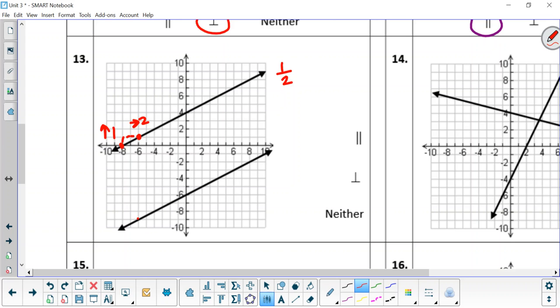Let's check the bottom. Here's a point. Here's another point. So we go up 1 over 2. Also 1/2. Since they are the same, they are parallel.